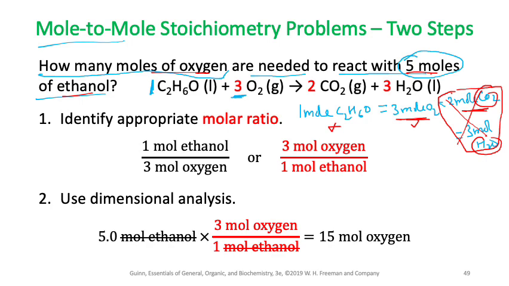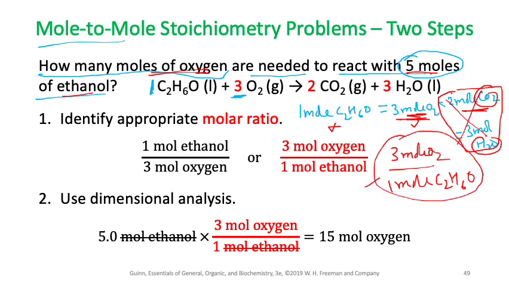So we need moles of oxygen, so moles of oxygen has to be the top over 1 mole of ethanol, C2H6O. And once we use this conversion factor, multiply this one with your given number, which is 5. So that's why we use this conversion factor over here. 3 moles of oxygen over 1 mole of ethanol, multiplied by your given number, 5 moles of ethanol. Ethanol gone, you get 15 moles of oxygen. So this is how you normally solve a problem on a balanced chemical equation.